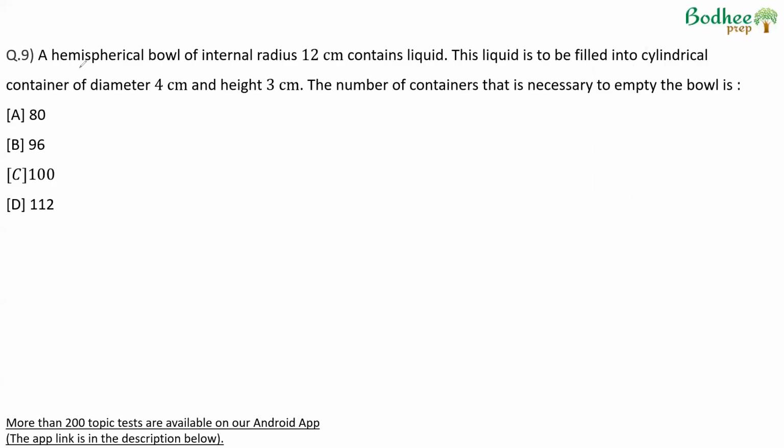A hemispherical bowl, internal radius 12, contains liquid. This liquid is to be filled into cylindrical containers of diameter 4, height 3. Number of containers required is... Let's empty the bowl. The volume of the bowl should be equal to the total volume of the containers. Volume of the bowl, because it is hemispherical, will be 2 by 3 pi r cube, 12 into 12 into 12.